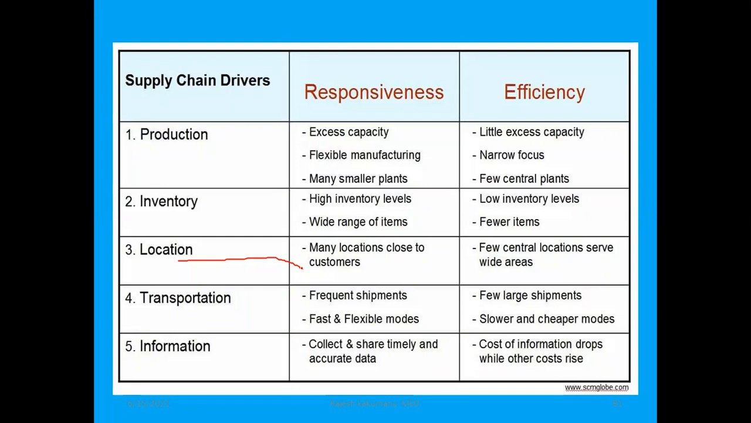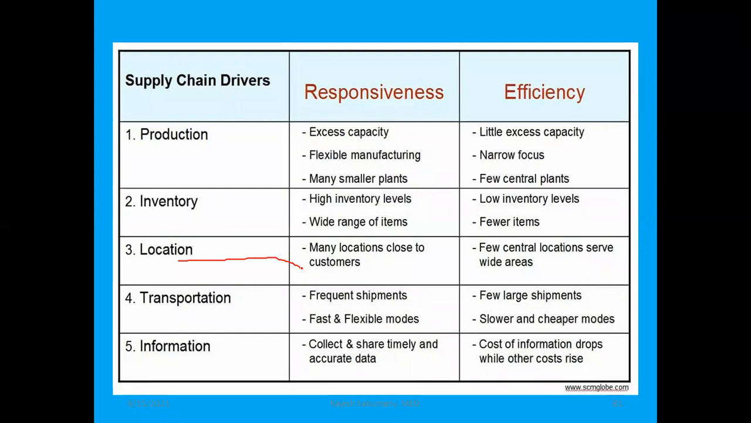Next one is information gathering. In responsiveness, information is collected and shared as timely and accurate data. So how should the information be given? Collect the information, share it properly, and give the accurate data that you have collected, right? So collect and share timely and accurate, correct data.